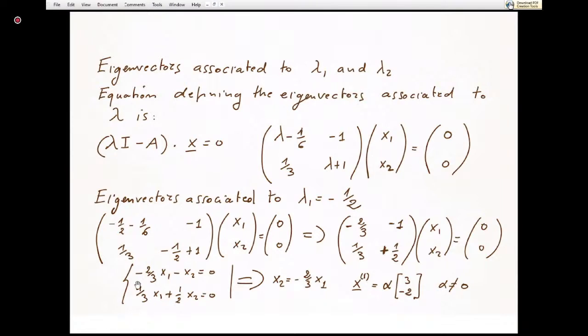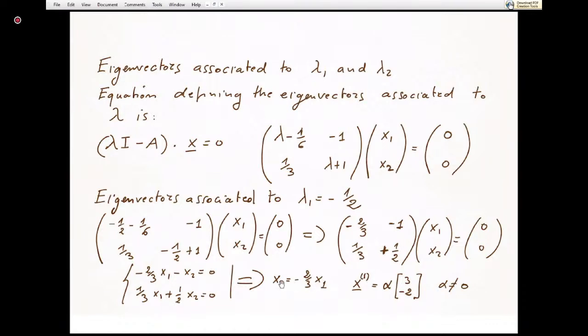Okay, so it's proportional to this one. So this doesn't add any information to what is already stated by the first equation. What we get from this one, for instance, is x2 equal to minus 2/3 x1. How can I write the whole set of solutions?